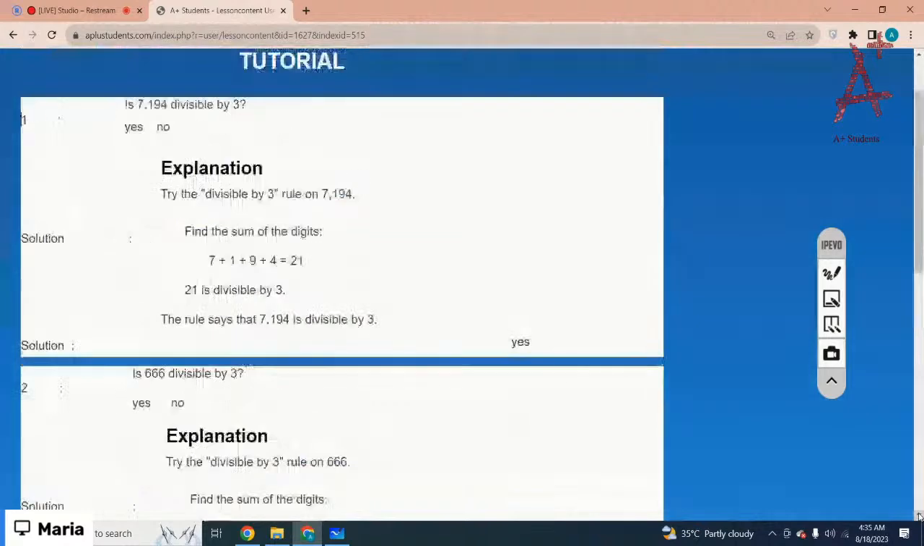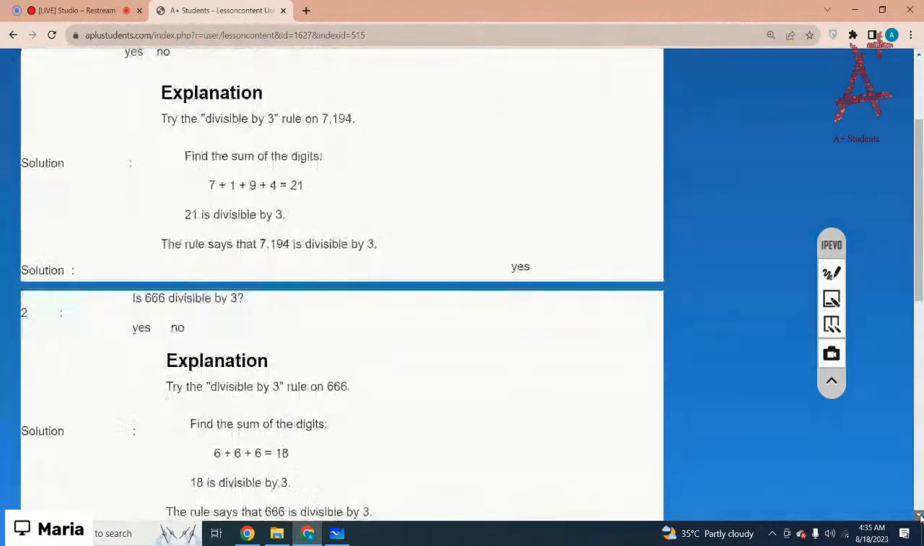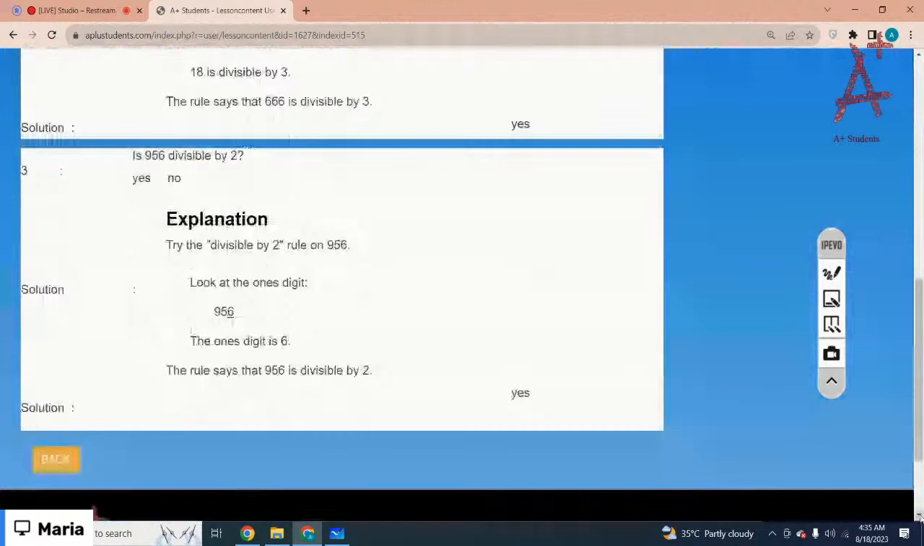Okay, the next one is: is 956 divisible by 2? The divisibility rule for 2 is very easy. You just have to look at the ones digit, right? The ones digit in this case is 6. If the ones digit is 0, 2, 4, 6, or 8, that means yes, the number is divisible by 2. You can see the ones digit is 6. 6 is divisible by 2, right? That means the number 956 is divisible by 2. Let's start with the practice questions.